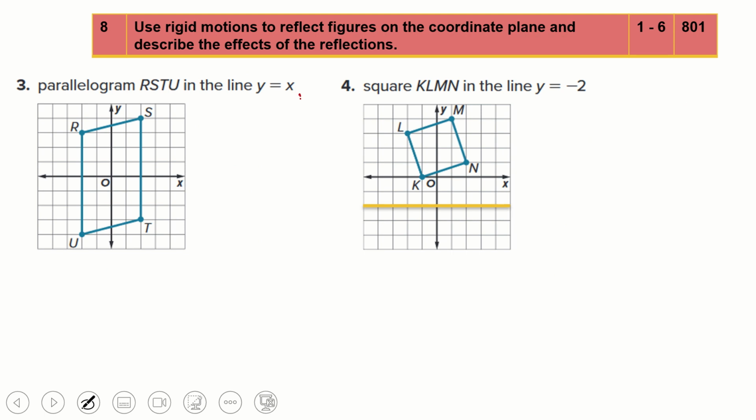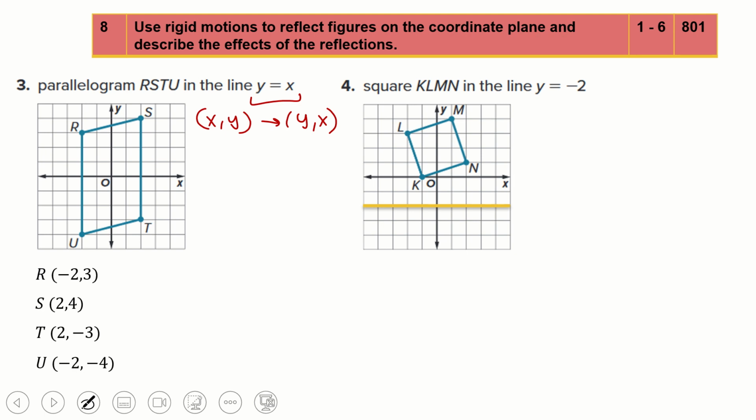Again, when you are doing the reflection in the line y equals x, x and y becomes y and x. So you are flipping them. First, you have to list all of them. As you can tell here, this is -2 and 3. And you have to list all of them for R, S, T, and U from the figure. And to find the new coordinates, just flip them.